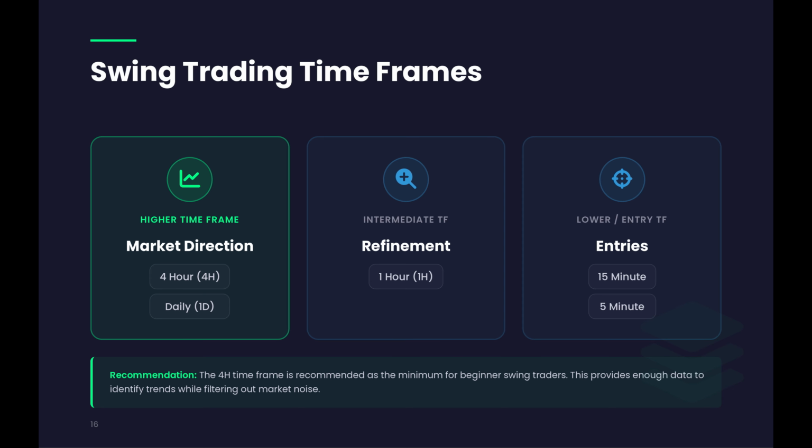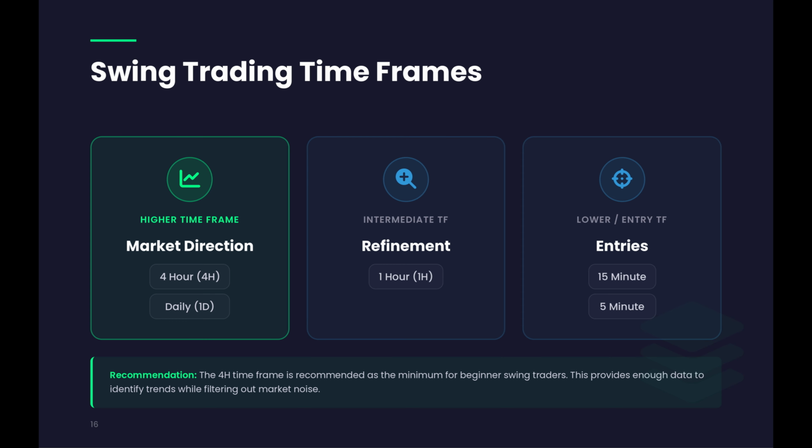Now here's a particularly important note, and pay close attention to this. The 4-hour time frame is recommended as the absolute minimum for beginner swing traders. Why? Because it provides enough data to identify meaningful trends whilst simultaneously filtering out the market noise that plagues lower time frames. You see, on something like a 5-minute chart, you'll see every little wiggle, every minor fluctuation. It's rather overwhelming for a beginner. But on the 4-hour, the picture becomes much clearer, much more digestible.